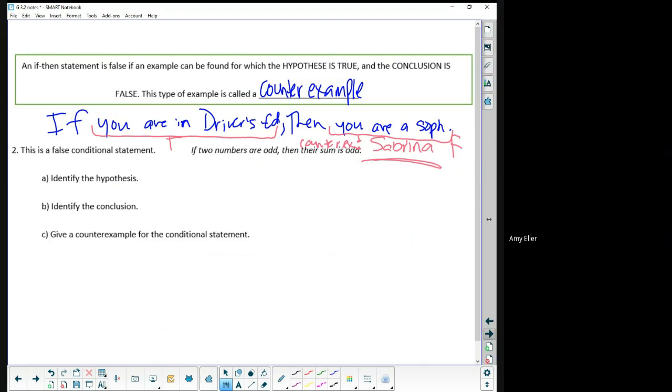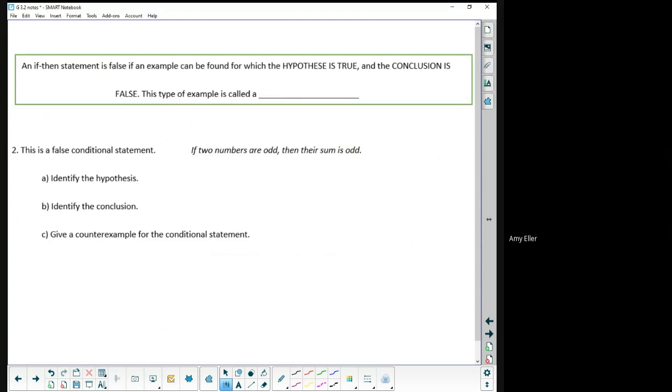Number 2. This is a false conditional statement. If 2 numbers are odd, then their sum is odd. I would like you to identify the hypothesis and the conclusion first.